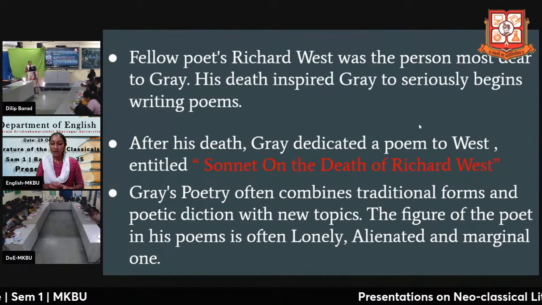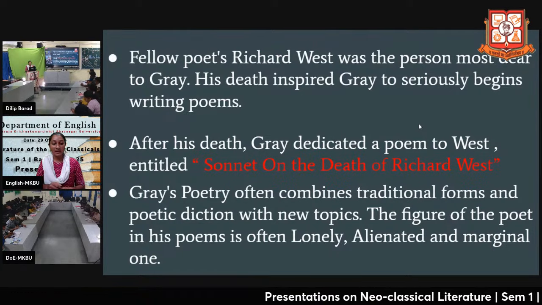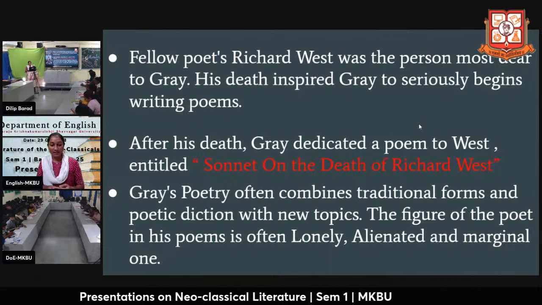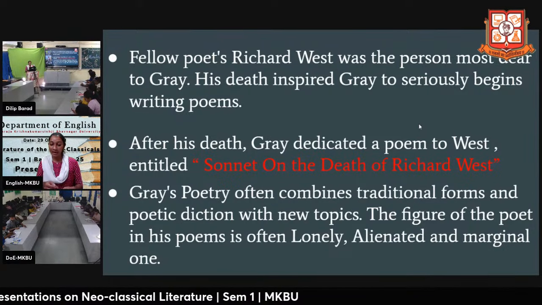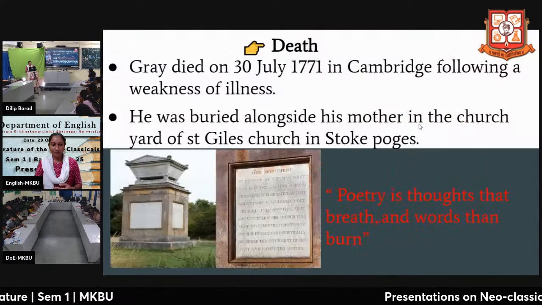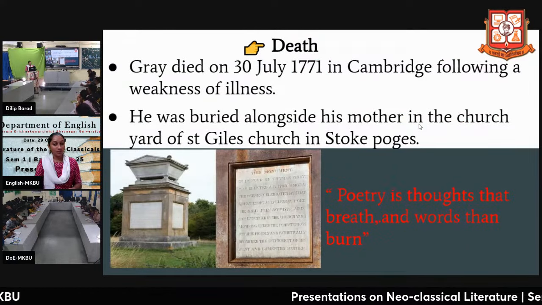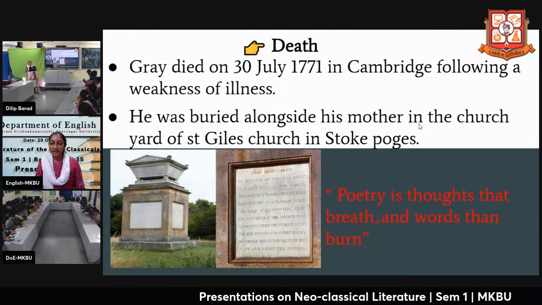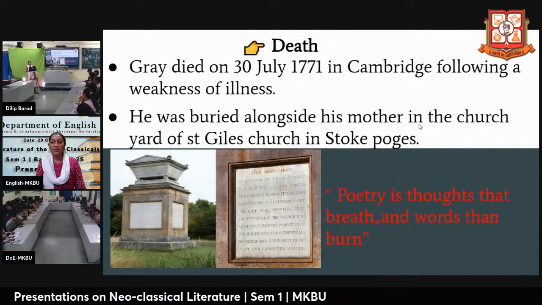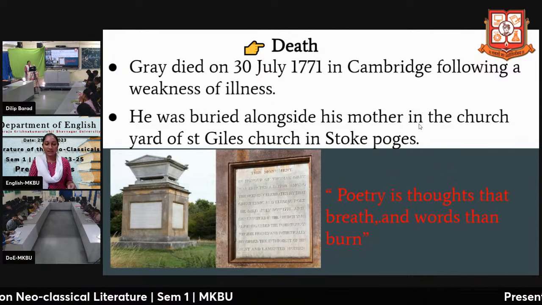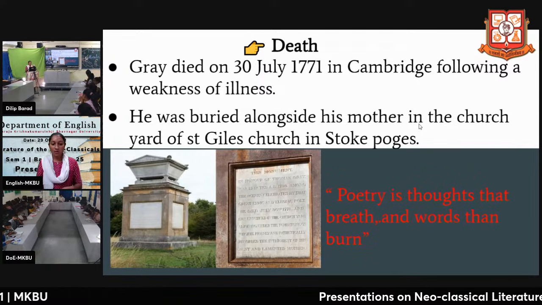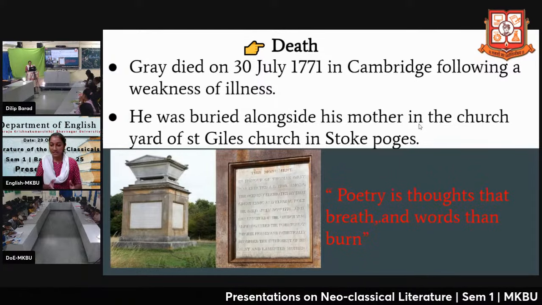Gray's poetry often combines traditional forms and poetic diction with new topics. As for the figure of the poet in his poems, he often writes about the lonely, alienated, and marginal. Now, the death of Thomas Gray. Gray died on 13 July 1771 in Cambridge, following weakness and illness. He was buried alongside his mother in the churchyard of St Giles' Church in Stoke Poges.